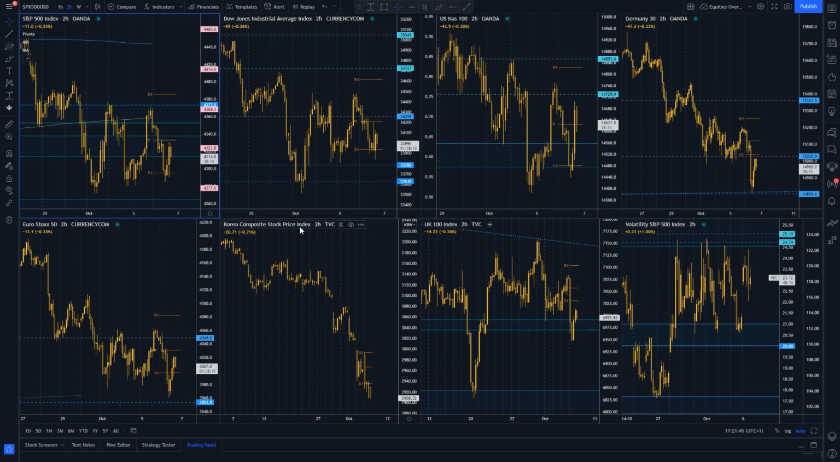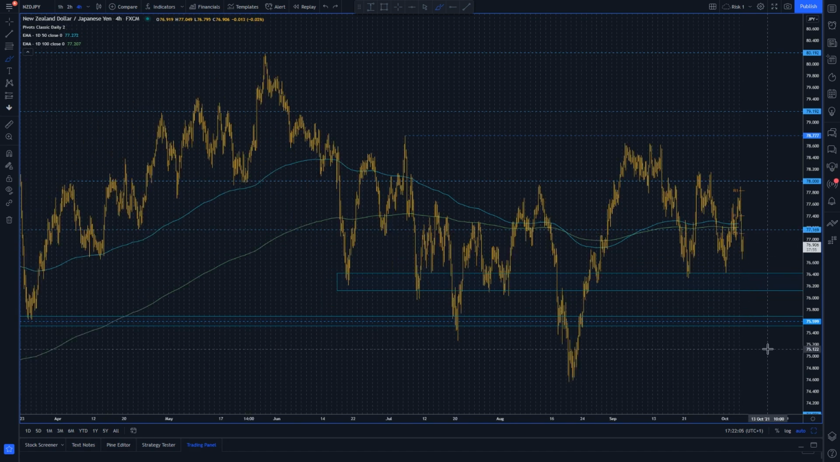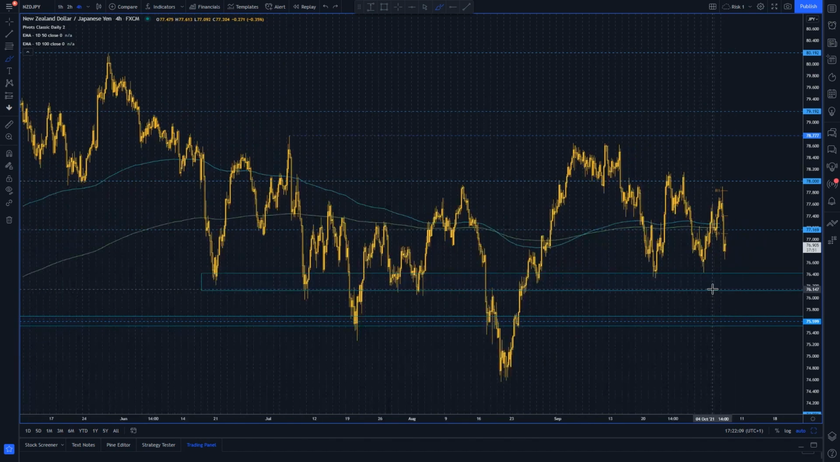If we see that translate into bigger moves to the downside in equity markets, of course, that'll negatively affect something like the Kiwi yen, because it is a risk-sensitive currency pair with a high beta, of course, the Kiwi and the safe haven Japanese yen. So if we do see any major flushes lower in risk sentiment, that is, of course, expected to weigh on the Kiwi yen, and that could, of course, be a key risk factor for this pair in the medium term.